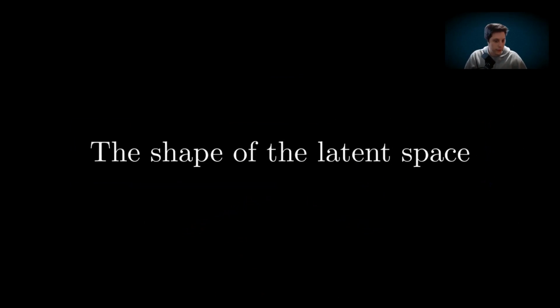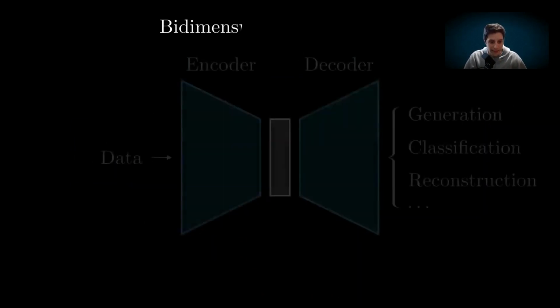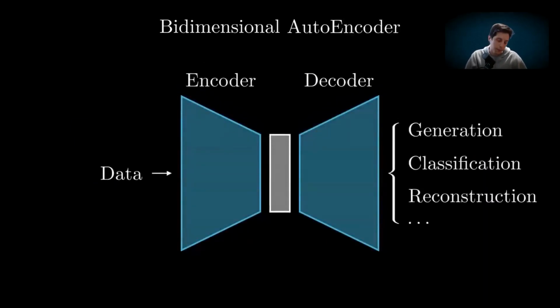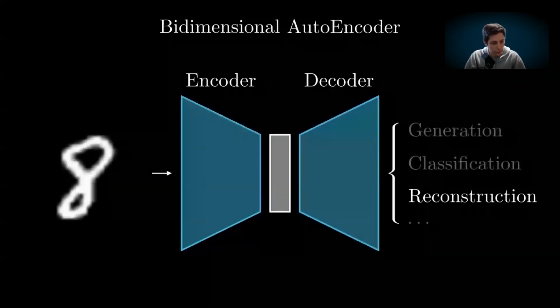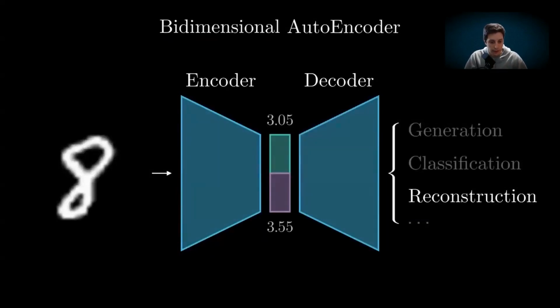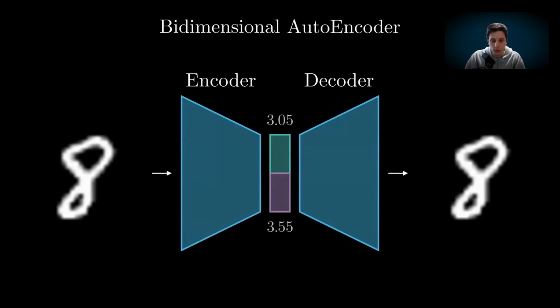We will start this talk by analyzing the shape of the latent space. And we will do so with a bidimensional autoencoder. So we are in the reconstruction task. In this example, we have some image coming to the encoder. This is embedded into a bidimensional embedding. And then these two numbers are given to the decoder that is able to reconstruct the same image. This is the whole process.